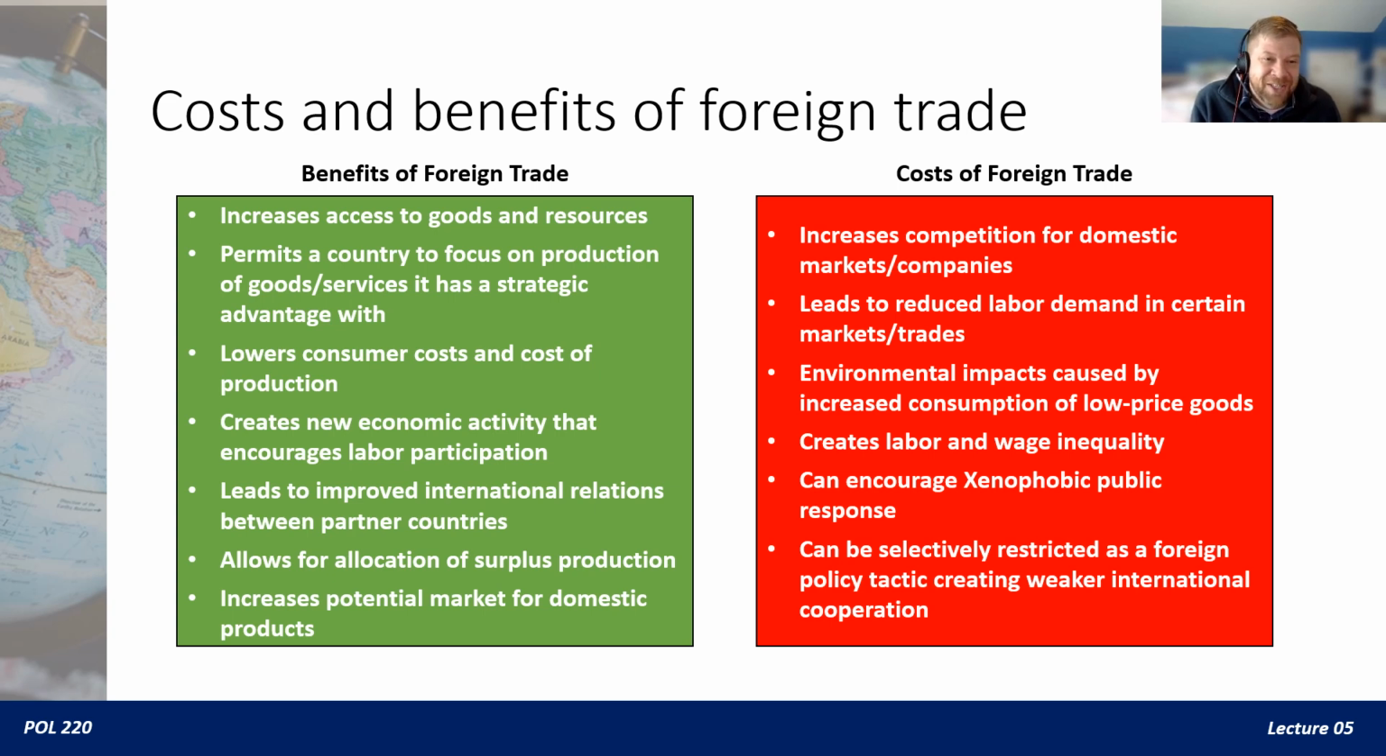It permits a country to focus on production of goods and services that it has a strategic advantage with. If you look at the impetus of Japan's conflict with the United States in World War II, Japan did not have the iron ore resources to fuel its economy. That was a part of their colonialism and spreading out in the South Pacific, to get access to resources they didn't have. Obviously, that came at the expense of some security concerns of the United States, and all that culminated in the attack at Pearl Harbor.